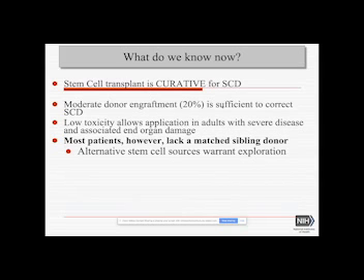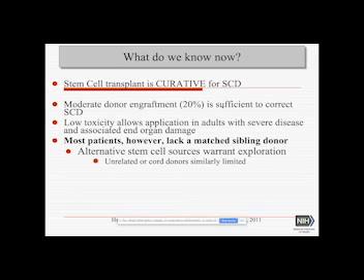So what do we know? Stem cell transplant is absolutely curative for sickle cell disease. You need at least 20% of that donor bone marrow to stick on the inside to correct sickle cell. And that low toxicity means that we can do this in adults, but most patients still don't have a donor. And so we have to look for alternative stem cell sources.